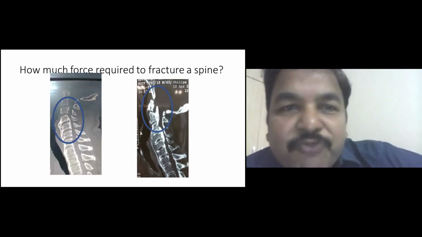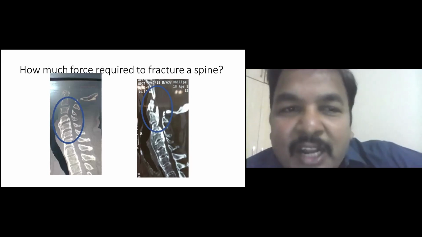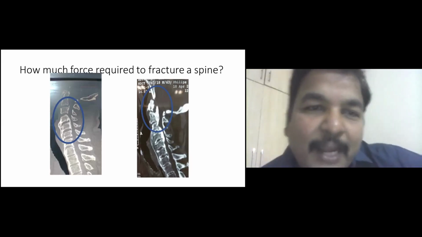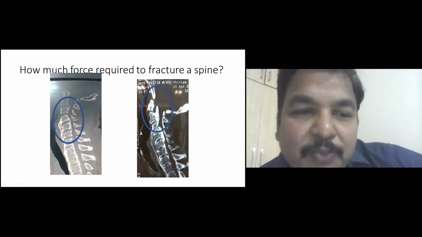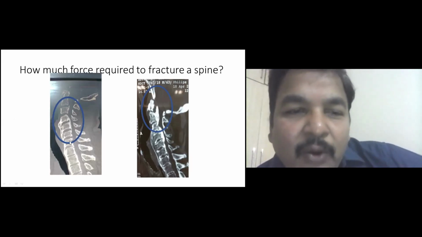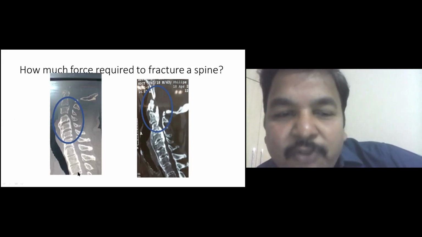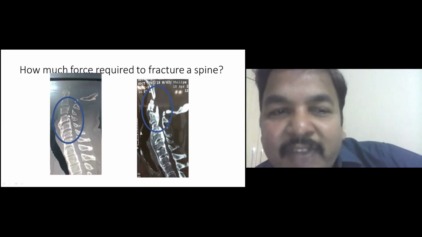So how much force is required to fracture a spine? Generally, we think lots of force is required to fracture a spine. Here is a case where this patient had a trivial fall and became quadriplegic. When you look at this, the entire spine is fused. When he fell down, the force which was generated at the lower spine has come to the upper spine, and it has become many-fold. That is what is called cantilevering effect. That has resulted in the fracture of C3-4 and he became quadriplegic.